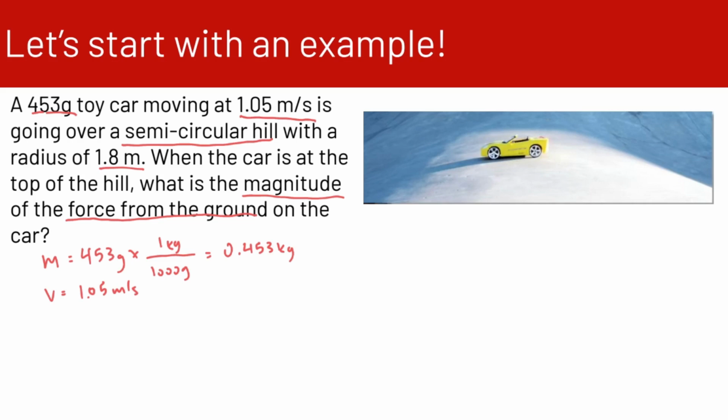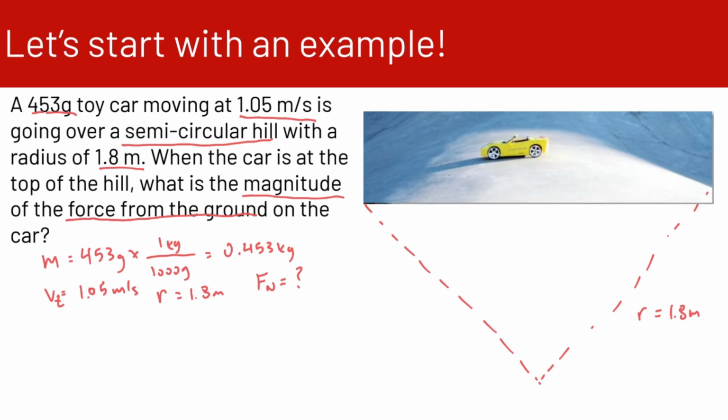Now, since the car is going over a semicircular hill, we're talking about uniform circular motion. So we're going to call this the tangential velocity. And the hill has a radius of 1.8 meters. So we can think of this as being the radius of this hill. And we want to know the magnitude of the force from the ground. So the magnitude of the force from the ground we're looking for is the normal force.